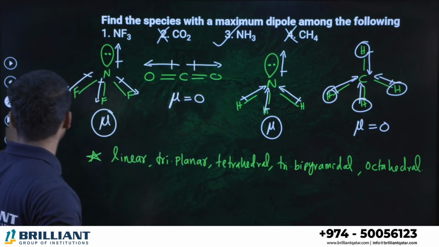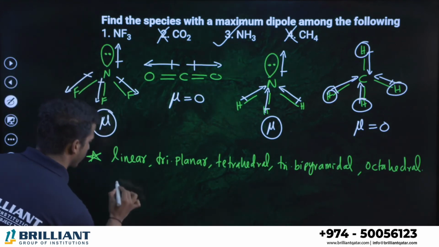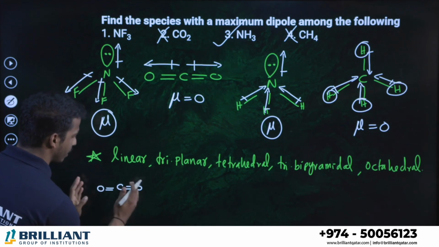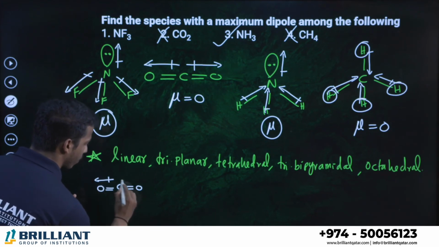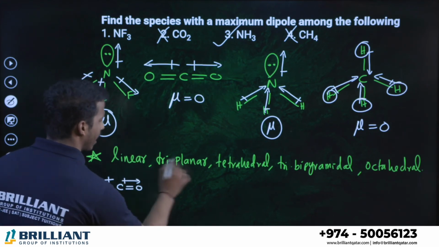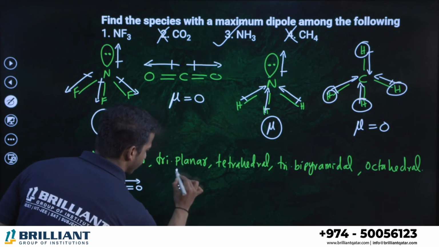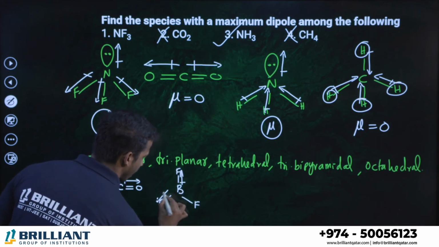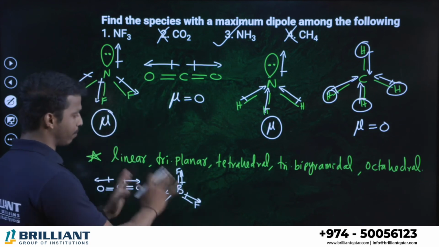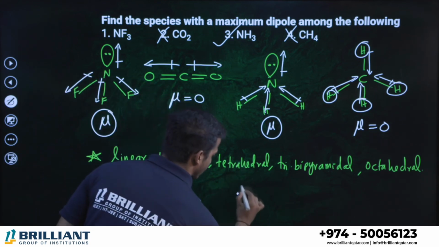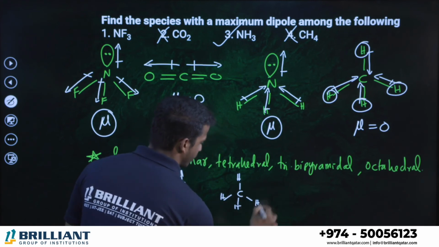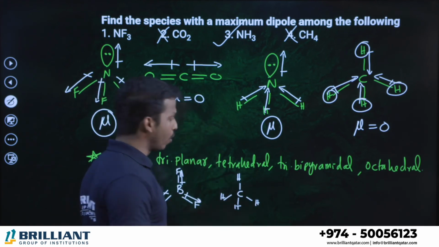Let me show you once again. Linear, for example, we studied carbon dioxide. See, the surrounded species are similar, meaning their dipole moments will cancel each other. Trigonal planar, for example, BF3 or BCl3. The same species are there, right? All of them cancel each other, dipole moment 0. Tetrahedral, we just discussed CH4. All the species are similar, net dipole moment is 0.